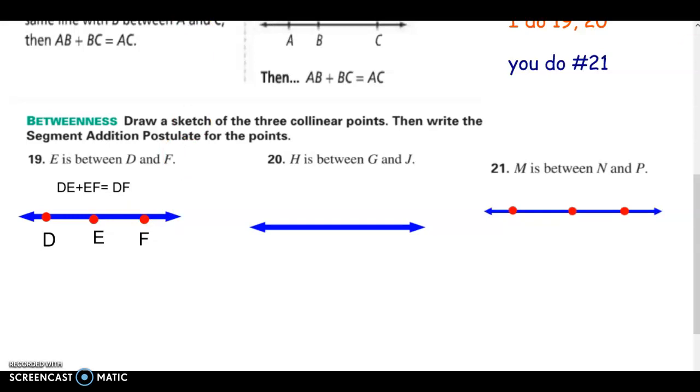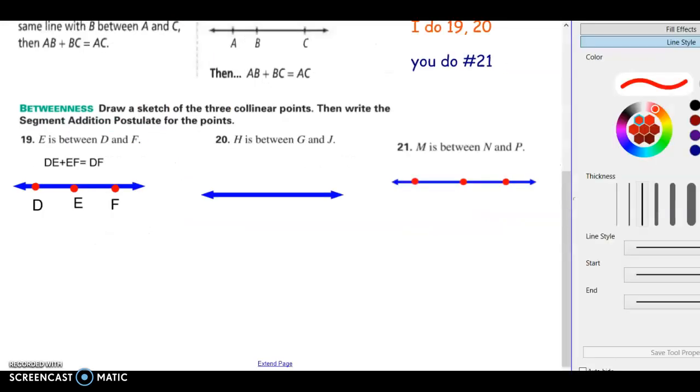All right, we're going to do the same thing for this one. This time I need to add some things. I'm missing some points. So I need to have H between G and J. So I'm going to put G and J and stick H in between. Okay, so H is here, G is here, and J is here. Does it matter whether the G is here and the J is here? No, you could switch them. It doesn't matter. But H has to be between.